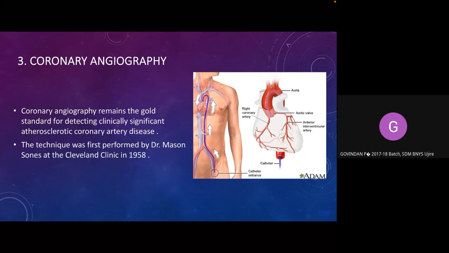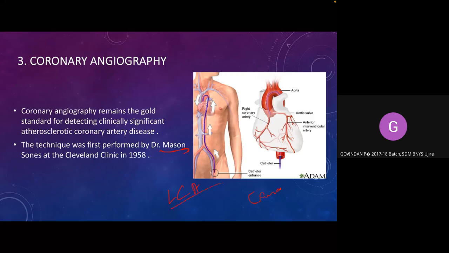A little bit of history. Dr. Mason was the first person who discovered this. And why do we want to see? We want to see the blocks. We want to see the atherosclerosis that is there, and where the blood supply is blocked. There are two arteries, what we call the left and right arteries of the heart.